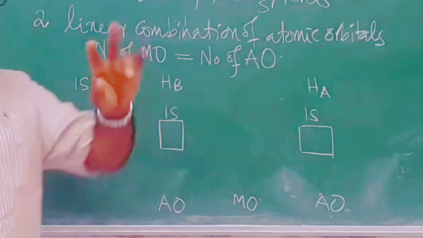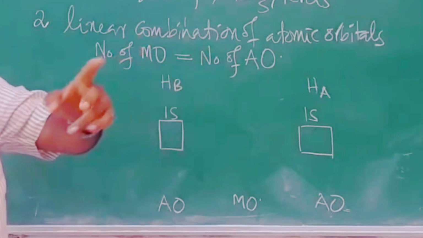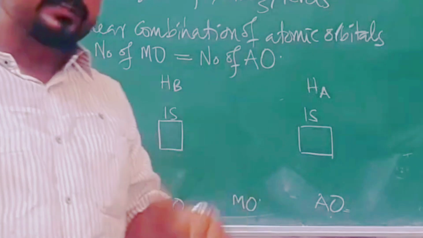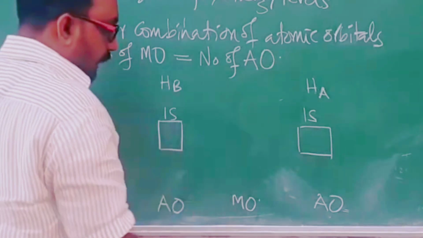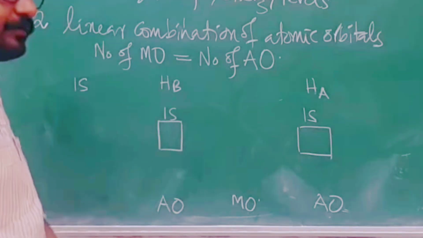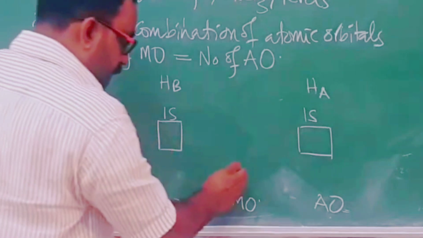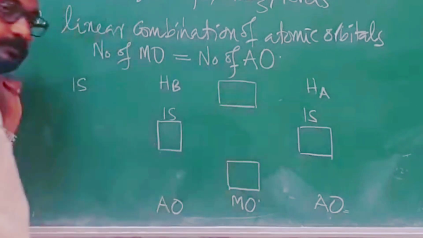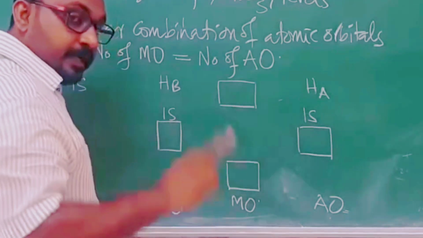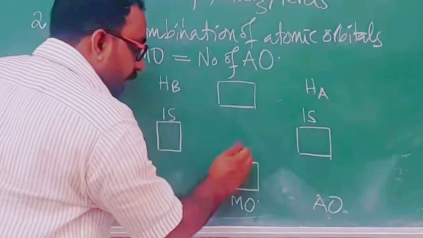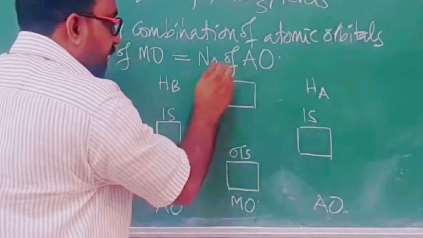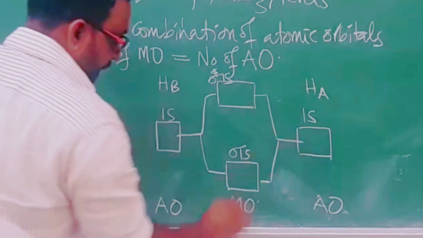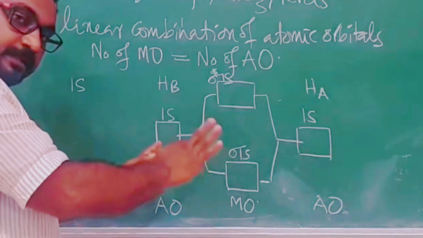I have already shown that it could be subtractive mode or addition mode. Linear combination can be of two types, one with a star and one without a star. If it is without a star, we call it a bonding molecular orbital, and a bonding molecular orbital has lower energy than the parent atomic orbitals. I will represent it like this: this is by addition mode, and this is by subtraction mode. When 1s and 1s join together, the same number of molecular orbitals form, named sigma 1s and sigma star 1s. This is the way of representing the molecular orbital.